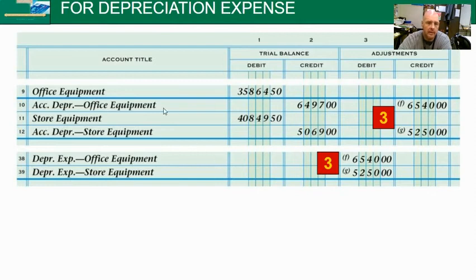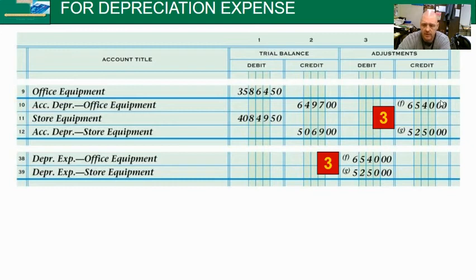So we look at it from a trial balance point of view. Again, here's our trial balance. We had office equipment. Maybe it's more than one piece of equipment, but we have office equipment that had sticker prices of $35,864.50. We used up $6,400 so far. Looks like we're using up another $6,500.